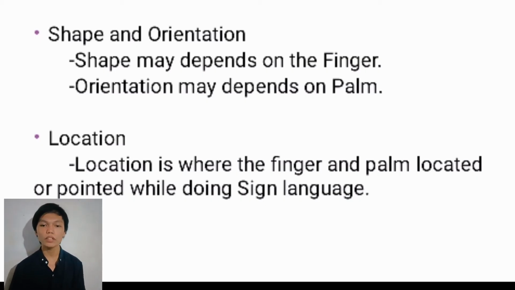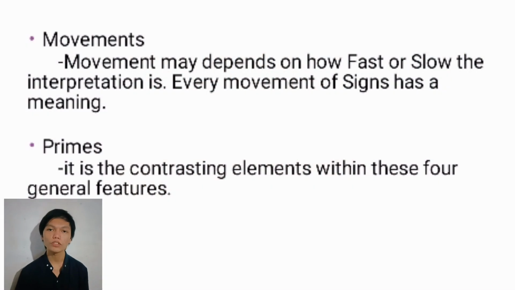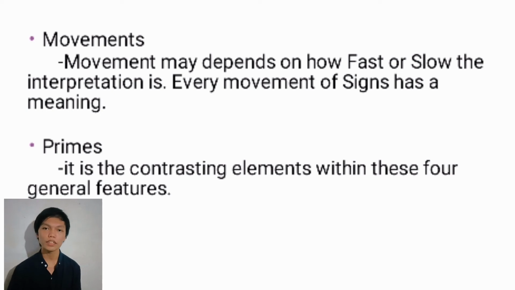Location refers to where the finger and palm are pointed or located while doing the sign language. Each sign has a location in relation to the head and the body of the signer. In thank you, the sign begins near the mouth and is completed in the chest area. Movement may depend on how fast or slow the interpretation is. Every movement of signs has a meaning. The movement element in thank you is out and downward towards the receiver. The difference in movement creates a difference in meaning. Primes is the contrasting elements within these 4 general features.